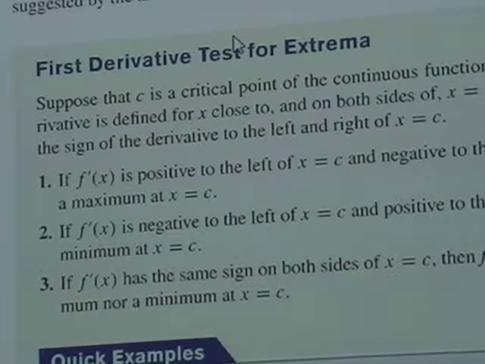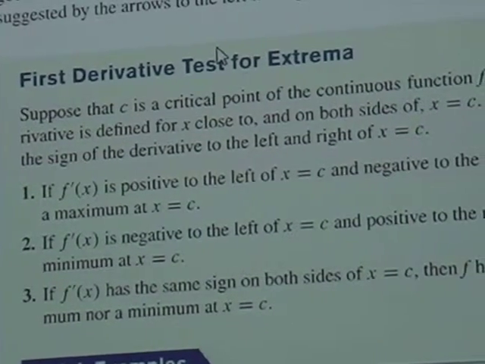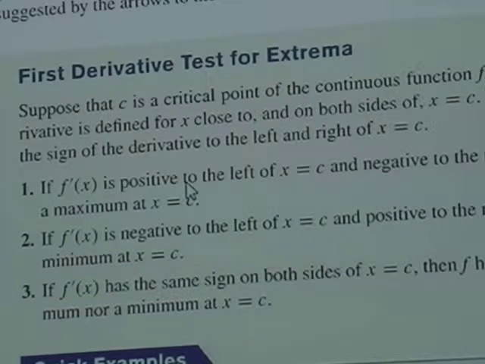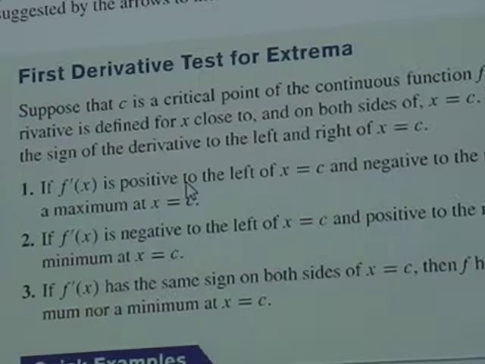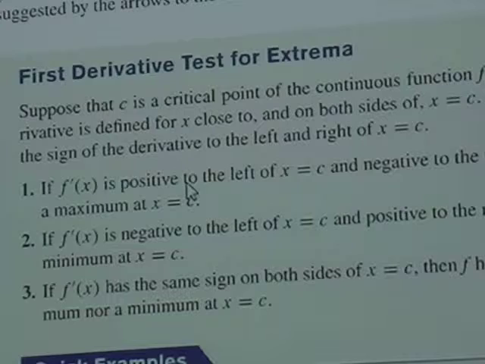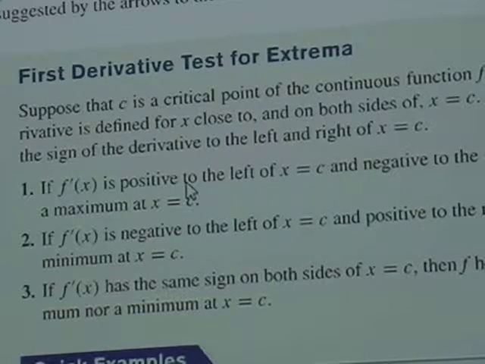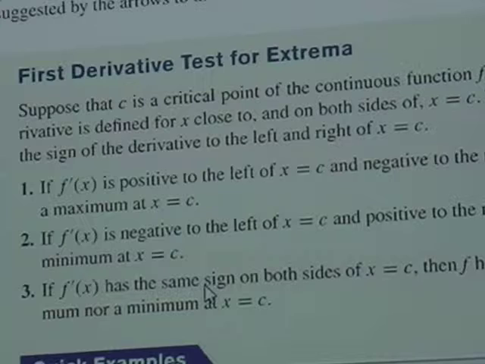Then determine the sign of the derivative to the left and right of C. And so, if f prime is positive to the left of C, increasing to the left of C, flat at C and decreasing to the right of C, then what? It's a maximum. And if other way, it's a minimum. And then there's one other possibility. If the sign is the same for the derivative on both sides, then what does it look like?